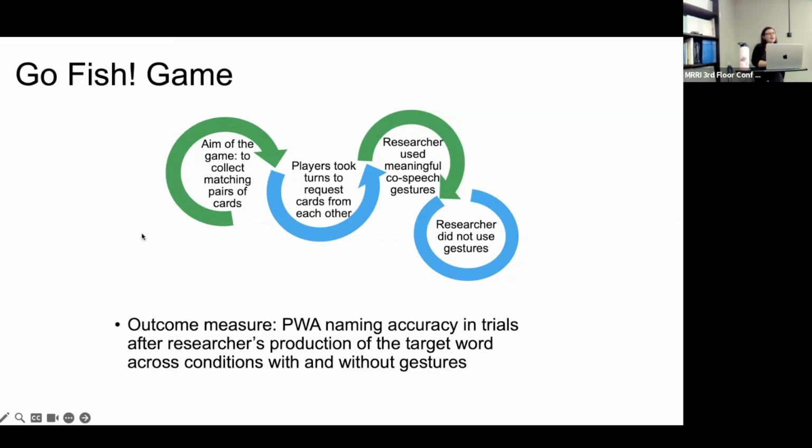And so the primary outcome measure of interest is the participants' naming accuracy in conditions both with and without the meaningful co-speech gesture, but we were interested specifically in trials where the researcher had already requested the card that the participant was now requesting. So where they had, in the case of the meaningful gesture condition, the opportunity to observe a meaningful co-speech gesture, and we wanted to examine whether that benefited their future naming for that item.